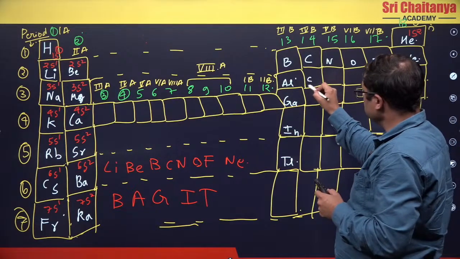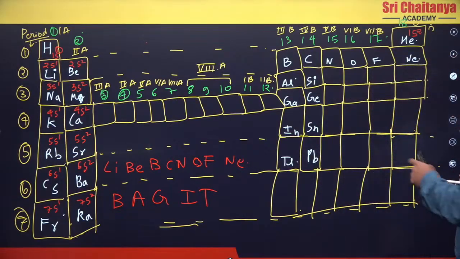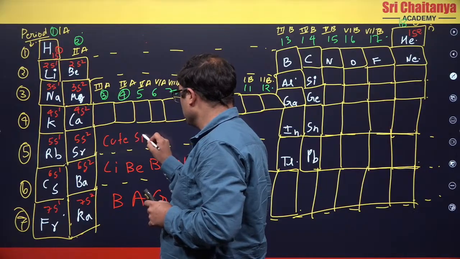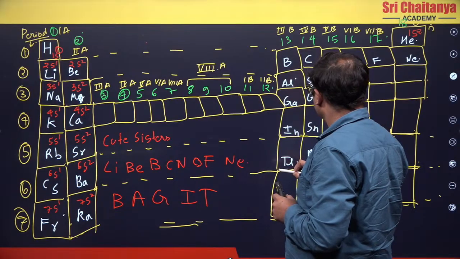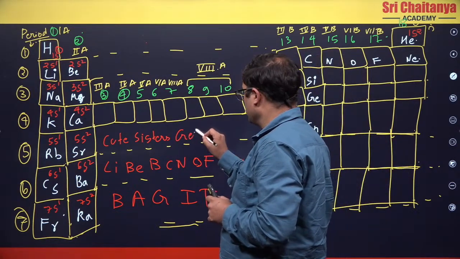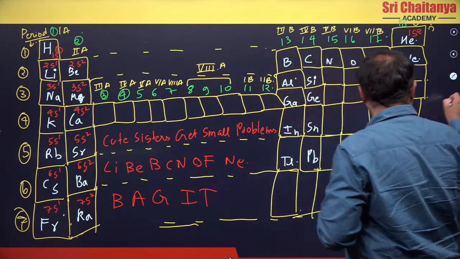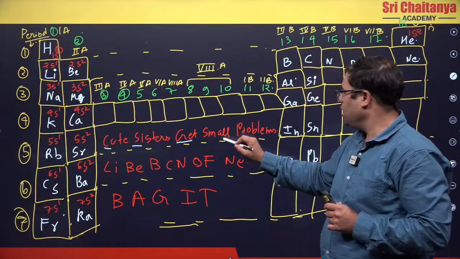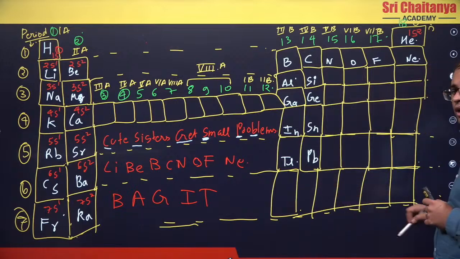Next is carbon, silicon, germanium, tin and lead. For this, there is a mnemonic: cute sisters get small problems. You can use this mnemonic: cute C, sisters silicon, get GE, small SN, problems PB. So like that you can get this as well.